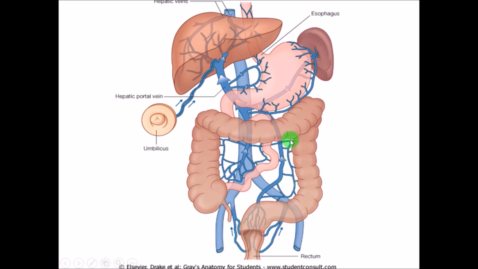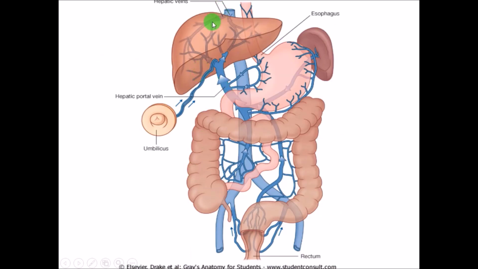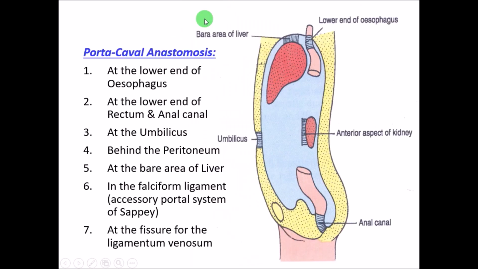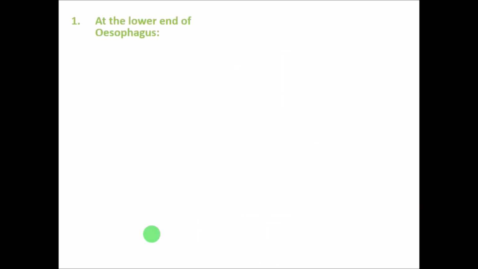The third is at the umbilicus, and the fourth is behind the peritoneum. The fifth will be the bare area of the liver, the sixth will be at the falciform ligament, and the seventh is the ligamentum venosum. We'll see them one by one.